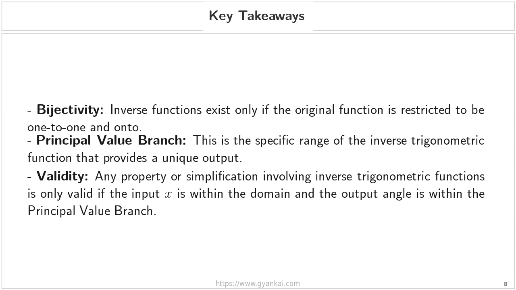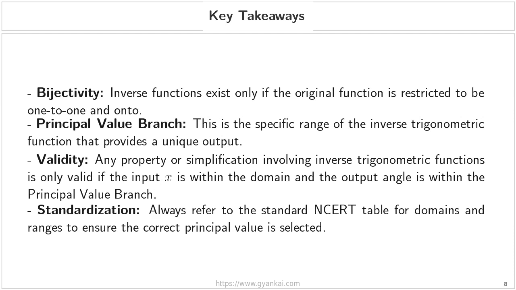Any property, identity, or simplification you apply to inverse trigonometric functions is only valid if the input value, x, is within the defined domain and the resulting angle falls strictly within the principal value branch. If these conditions aren't met, the result will be mathematically incorrect. Finally, regarding standardization. To avoid the errors we discussed in the previous slide, always refer back to the standard table, such as the one provided in your NCERT textbook, to confirm the exact domains and ranges before finalizing your answer. Keep these 4 points in mind, and you will be able to handle inverse trigonometric functions with precision.